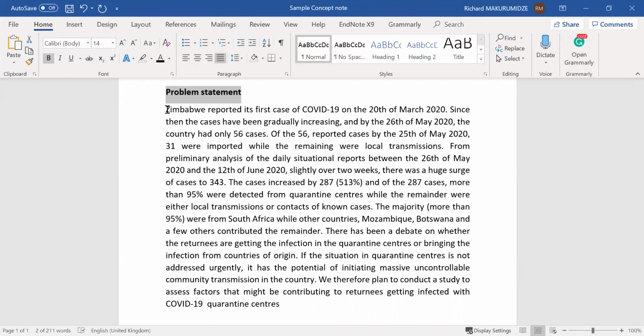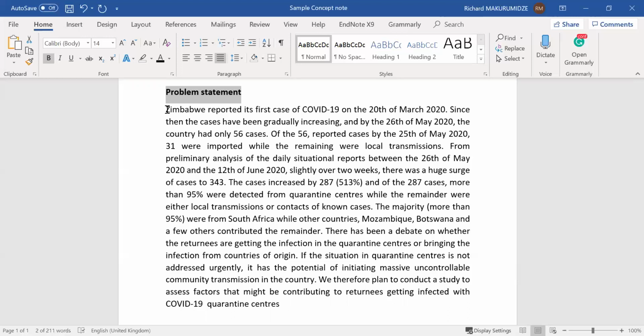The cases increased by 287%, which is 513%, and of the 287 cases, more than 95% were detected from quarantine centers, while the remainder were either local transmissions or contacts of known cases. The majority, more than 95% of the cases, were from South Africa, while other countries, Mozambique, Botswana, and a few others, contributed the remainder. There has been a debate on whether the returnees are getting the infection in quarantine centers or they are bringing the infection from countries of origin.